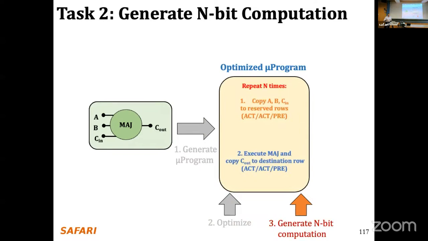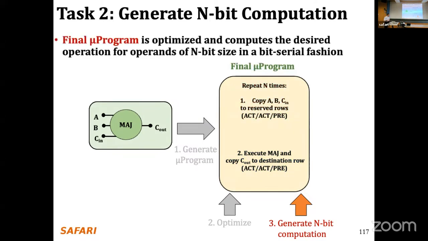If you have two arrays of integers and those integers are 32 bits, you just need to repeat this sequence of DRAM operations 32 times, and you're going to have a 32-bit addition in the end. But if you have a 4-bit addition, you don't need to repeat this 32 times. You just repeat it four times, and then you have your 4-bit addition, and so on and so forth. It's called bit-serial computing, because you are going bit by bit doing the computation. In the end, you're going to have the final output.